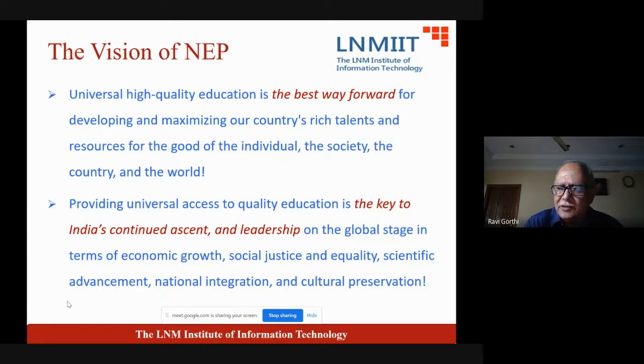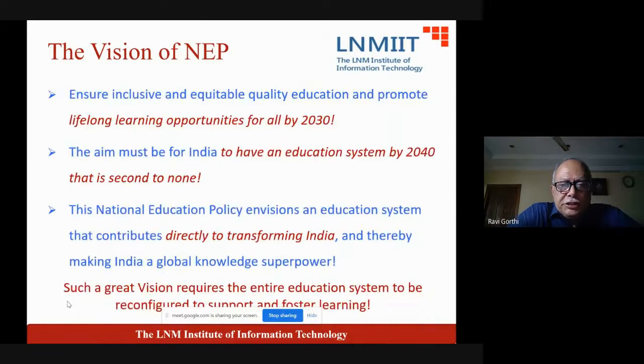Providing universal access. If there is a good quality education here and there in metros, what is the use? Universal access to quality education is the key to India's continued ascent and leadership, where leadership on the global stage, for what? In terms of economic growth, social justice and equality, scientific advancement, national integration, cultural preservation, etc. For these things, we need universal access to quality education.